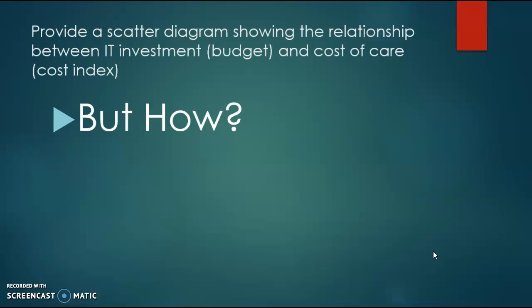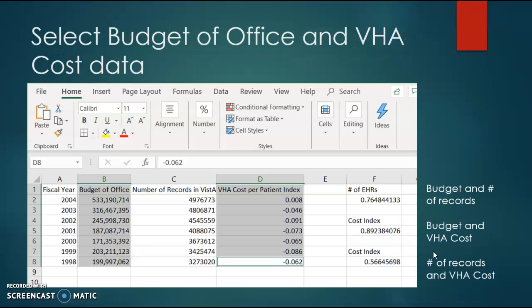So now that we're done with part 1, we want to move on to part 2. Our part 2 assignment is to provide a scatter diagram showing the relationship between IT investment, which is the budget, and the cost of care and the cost index. But how exactly are you supposed to do this? Well, in Excel, it's pretty simple.